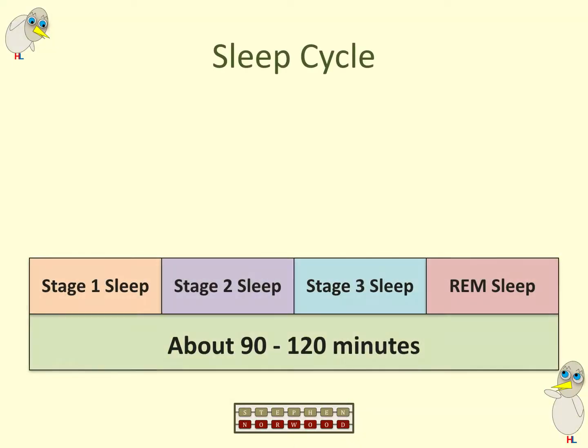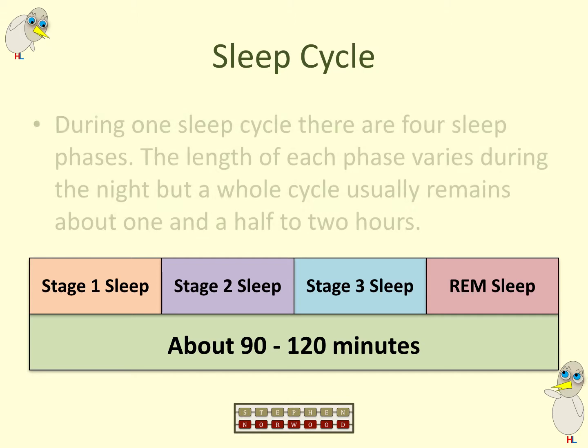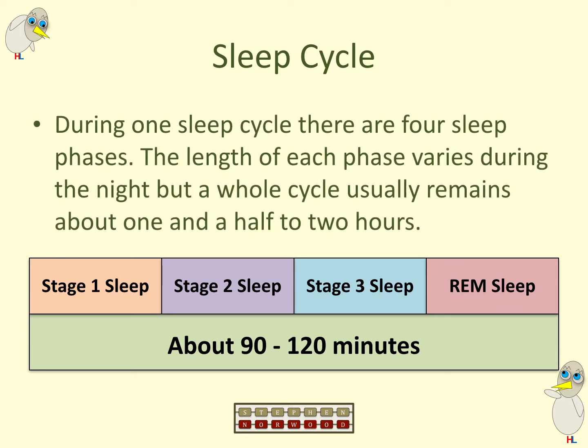Sleep cycle. During one sleep cycle, there are 4 sleep phases. The length of each phase varies during the night, but a whole cycle usually remains about 1.5 to 2 hours.